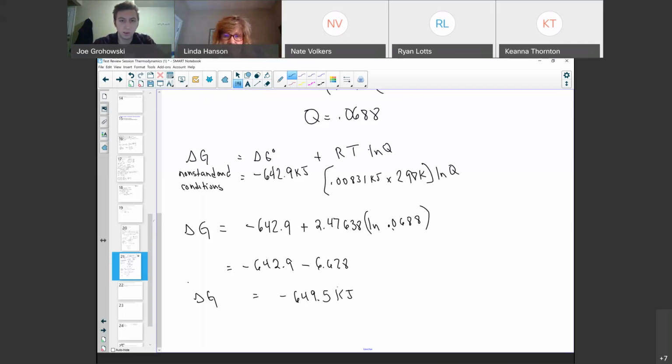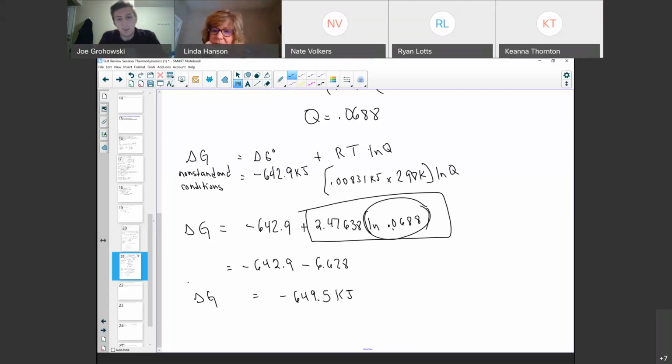So how come the positive coefficient just turned negative, like right there? You were adding negative 642.9 to 2.47, and then it just became negative? Yeah, hit that out on your calculator. You go 2.47638 times the natural log of 0.0688. That's negative 6.62. So this term with the natural log, if you solve that, it's a negative number. Gotcha. Perfect. Okay, it did come up on my calculator. Sweet. Yeah.